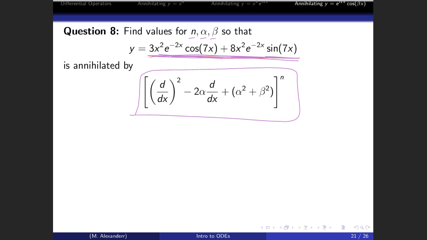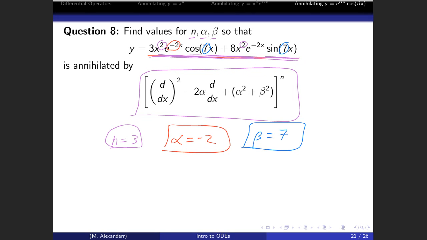Well, in this case, this is the power on the x, so n has to be 1 value bigger than the value on the x. That is coming from the x. Now the alpha refers to what is on the exponential. So this is the -2, and that refers to what is on the exponential. And now the 7 is going to give us the beta. So 7, which is matching here also, is going to be our value for beta.